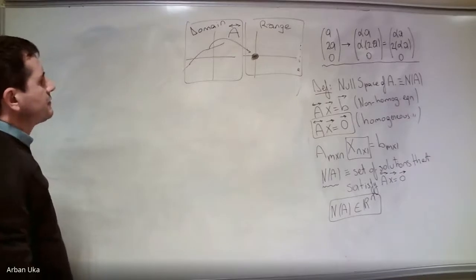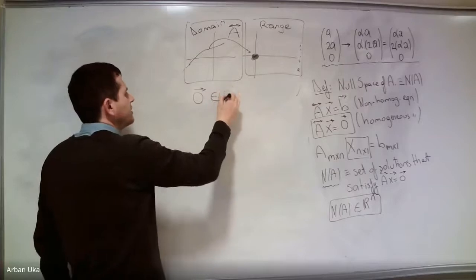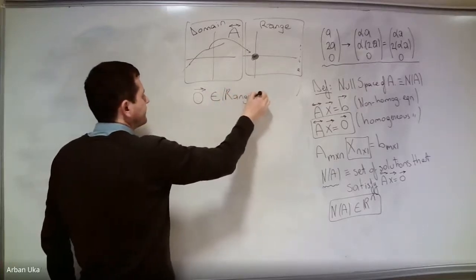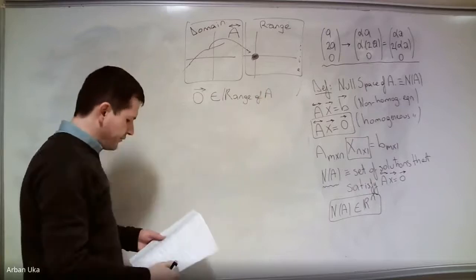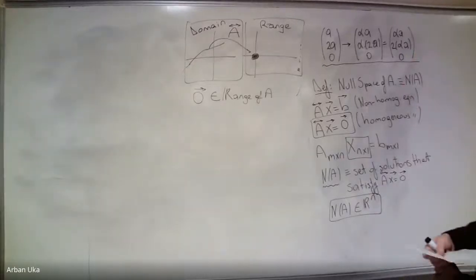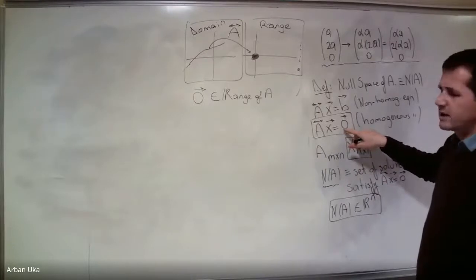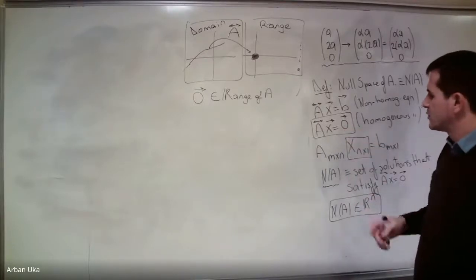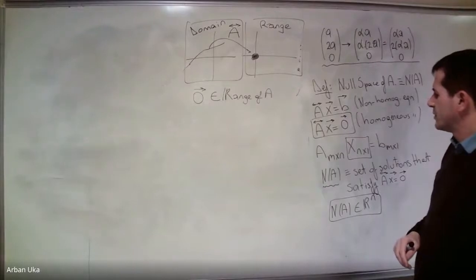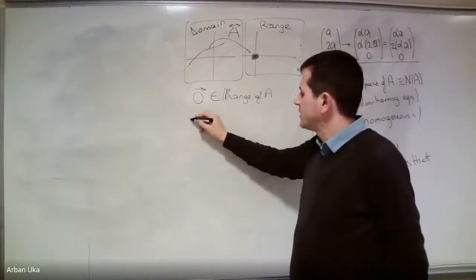And again, this zero vector, apparently it is in the range of matrix A. What we can observe is, assume for a moment that we are going to get a zero here, which is what we are expecting. Imagine for a moment, how can we write this? So let's give an example.